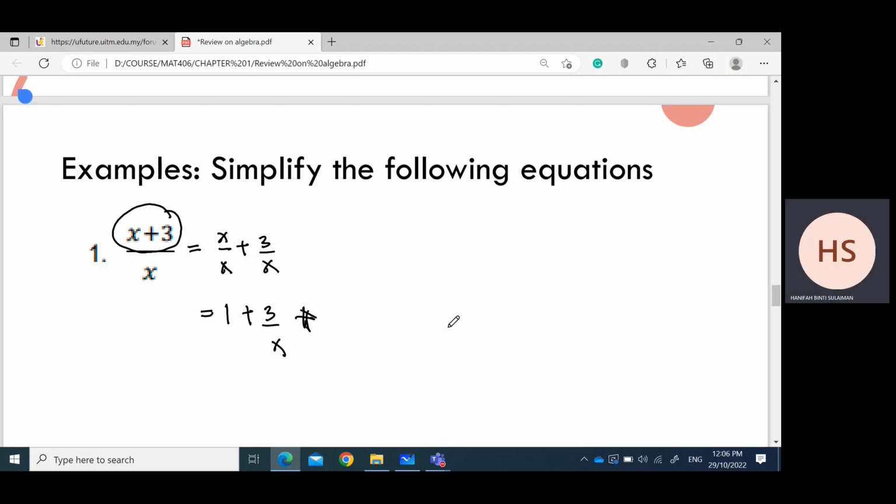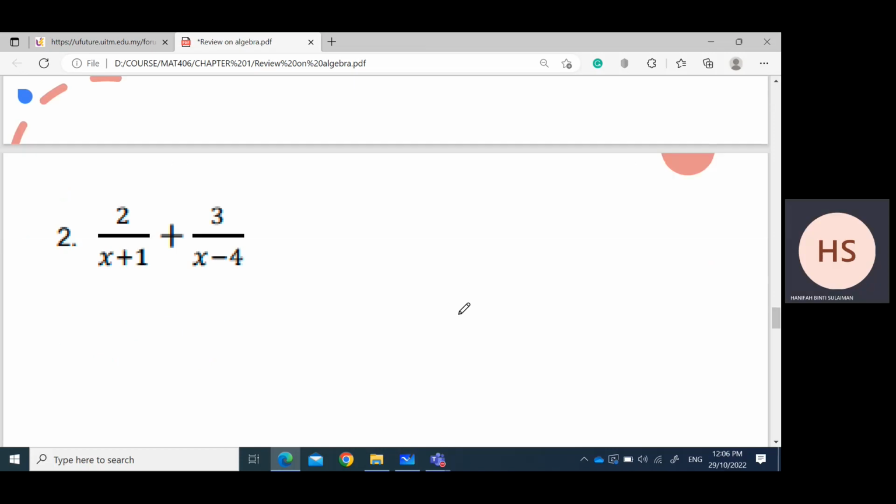Okay, right. Next, look at this example. So this example involving adding between two fractions, which are 2 over x plus 1 plus 3 over x minus 4. As you know, the denominator, we need to make it as equal. So kat sini kita kena jadikan denominator yang sama. So caranya adalah yang tadilah kita kena darabkan. For the first fraction, we need to multiply with x minus 4.